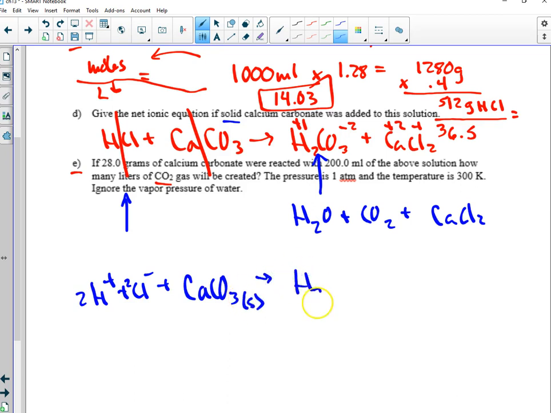It goes to water, which is liquid, plus CO2, which is gas, plus chlorines are pretty much always soluble unless there was silver, lead, or mercury. So it's Ca plus 2 plus Cl minus. There's a 2 here. And then we would cross out anything that is exactly the same on both sides. And the only thing we can cross out is this. That would be your net ionic equation.